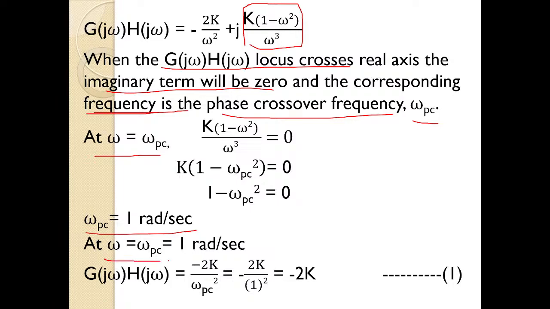So when omega equals omega pc, G(jω)H(jω) is a purely real value. The imaginary term is 0. So when omega equals omega pc, G(jω)H(jω) is equal to minus 2K by omega pc square. Here omega is there in the denominator.